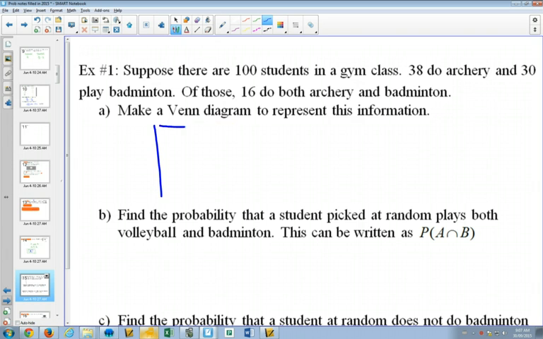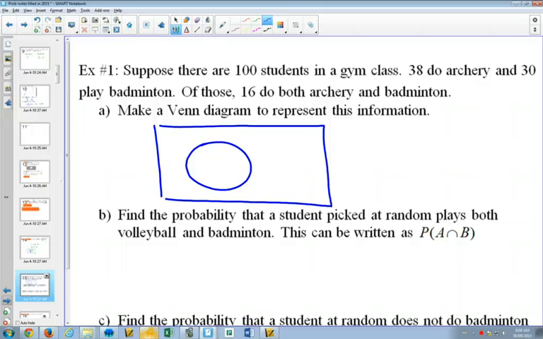So again, we set up our Venn diagram with a big rectangular box to represent all of the events. There's our archery players in blue. Badminton players in red. There's 100 students in total. Now, when we draw this, we end up separating our Venn diagram into 4 different sections. Hope you can see them. There's one that's only archery, one that's only badminton, and one section that's both.